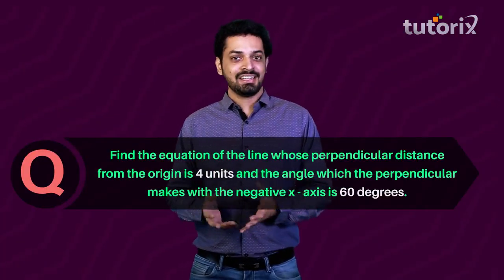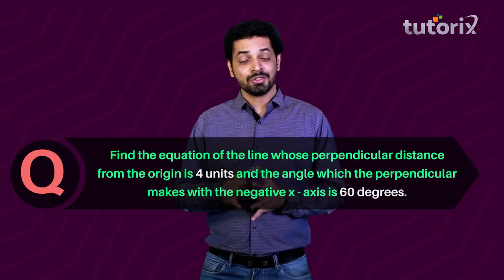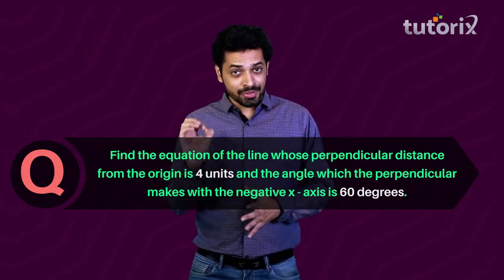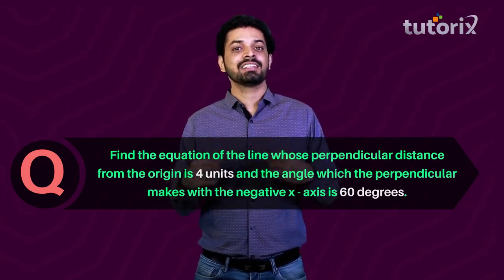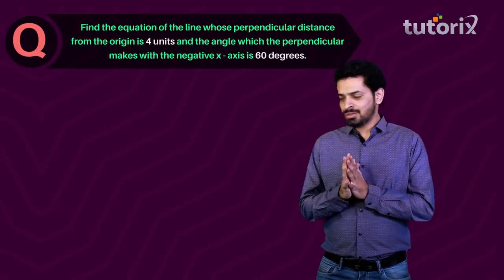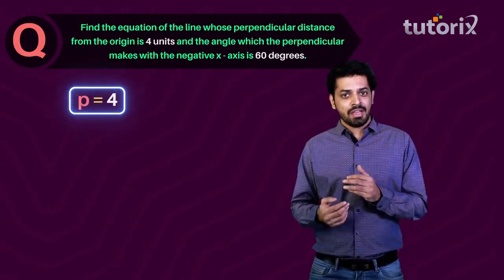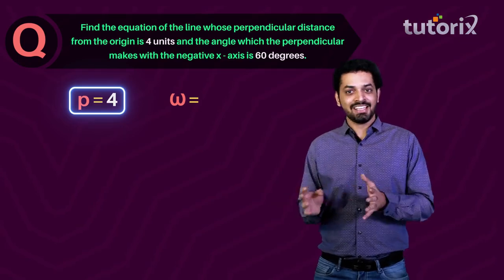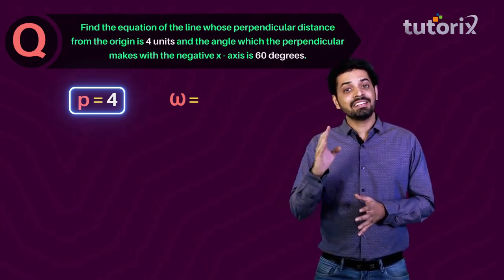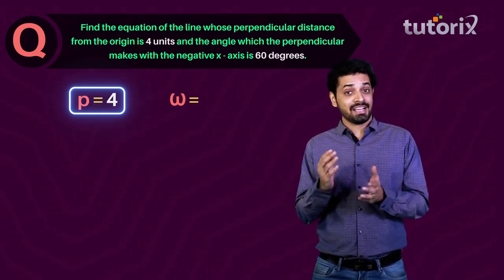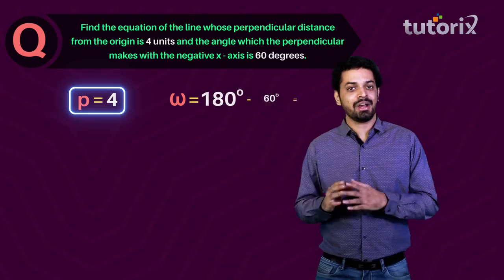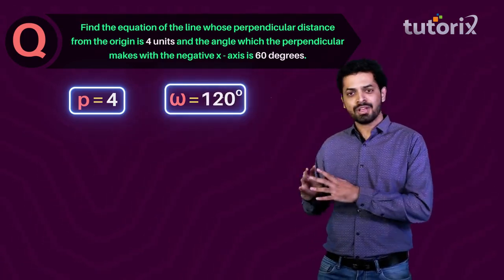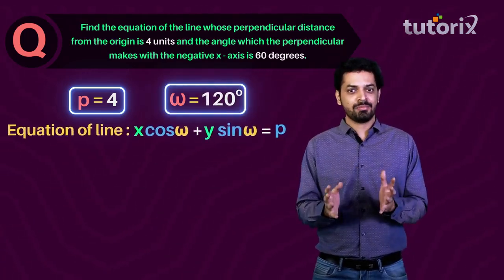As an example, let's try to find the equation of the line whose perpendicular distance from the origin is 4 units and the perpendicular makes an angle with the negative x-axis that is 60 degrees. So here P is 4 and omega is not 60, because 60 is the angle with the negative x-axis, right? So what is the angle with the positive x-axis then? It's supplementary, right? So it's 180 minus 60, 120 degrees. So now we can use these two to write the normal form of a line.